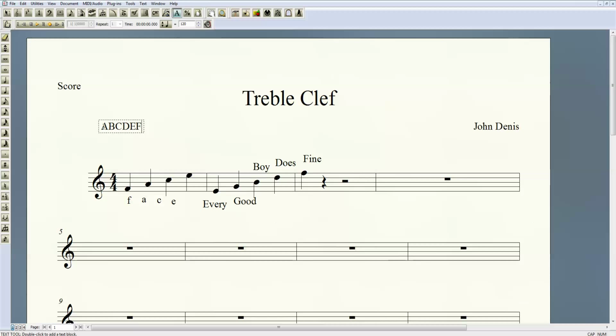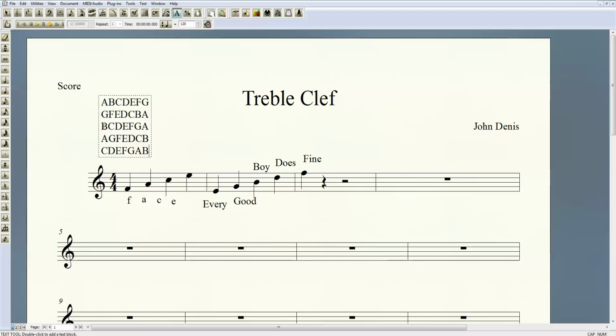A, B, C, D, E, F, G. Then you have to do the letters backwards. G, F, E, D, C, B, A. Then you have to do the letters in order starting on the second one. B, C, D, E, F, G, A. Then going backwards. A, G, F, E, D, C, B. Then continuing on and starting from C. C, D, E, F, G, A, B. And so on and so forth.